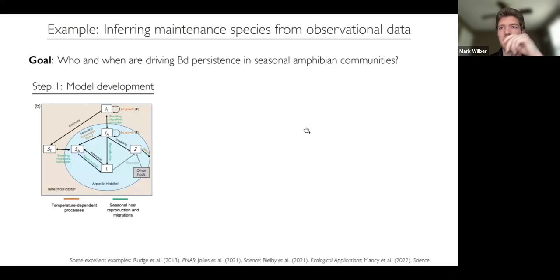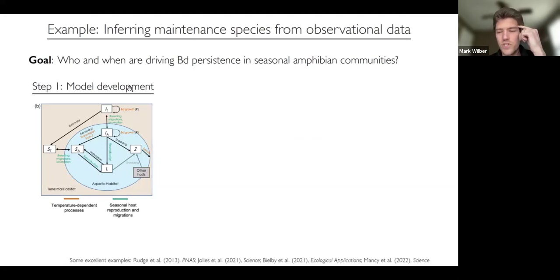So let me just give you a quick example of how we might do this in a system near and dear to my heart, of course, amphibian BD systems. So one of the questions we're asking in my lab is who and when are driving BD persistence in seasonal amphibian communities, right? So how can we use observational data to get at this question? So I'm going to walk you through quickly 5 steps.